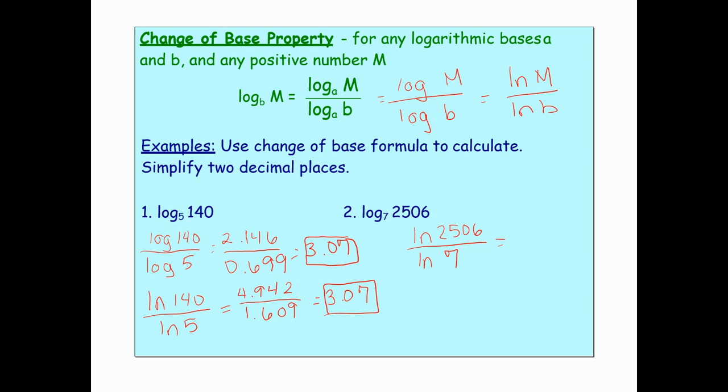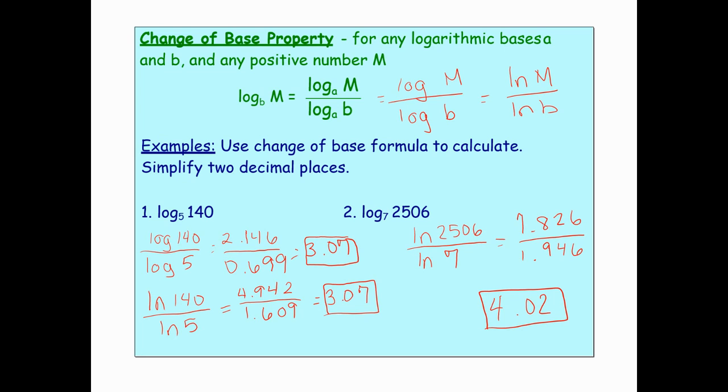The natural log of 2,506 gives me 7.826, divided by the natural log of 7, 1.946. When you actually divide those two things, you get 4.02.